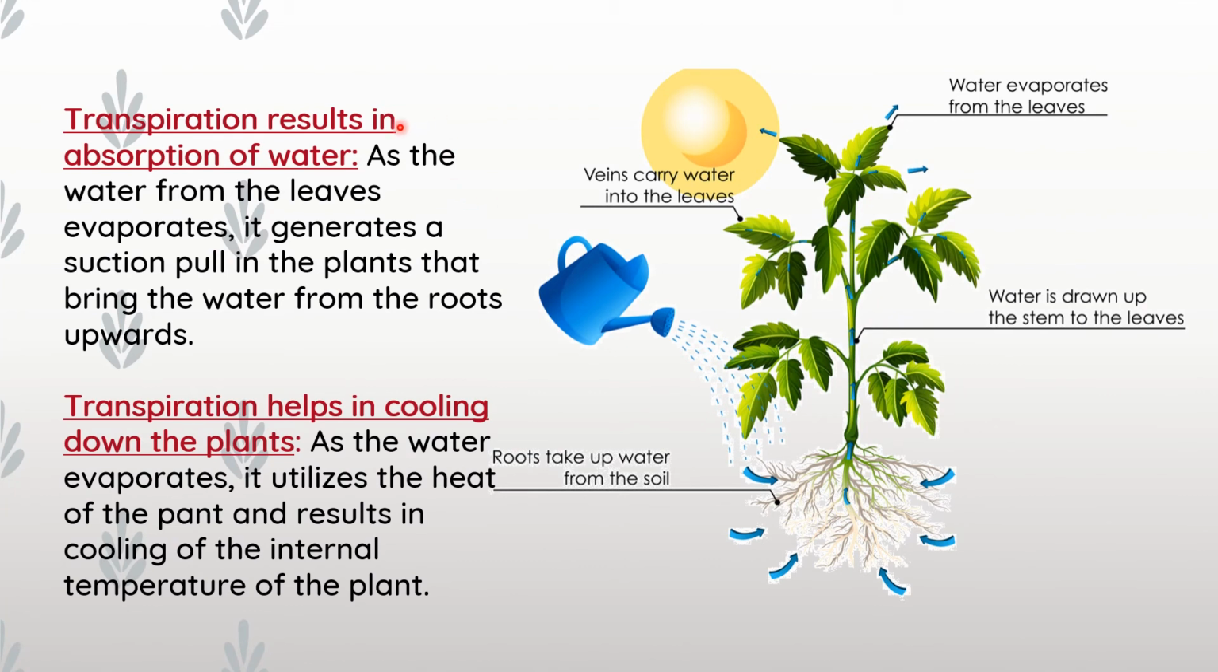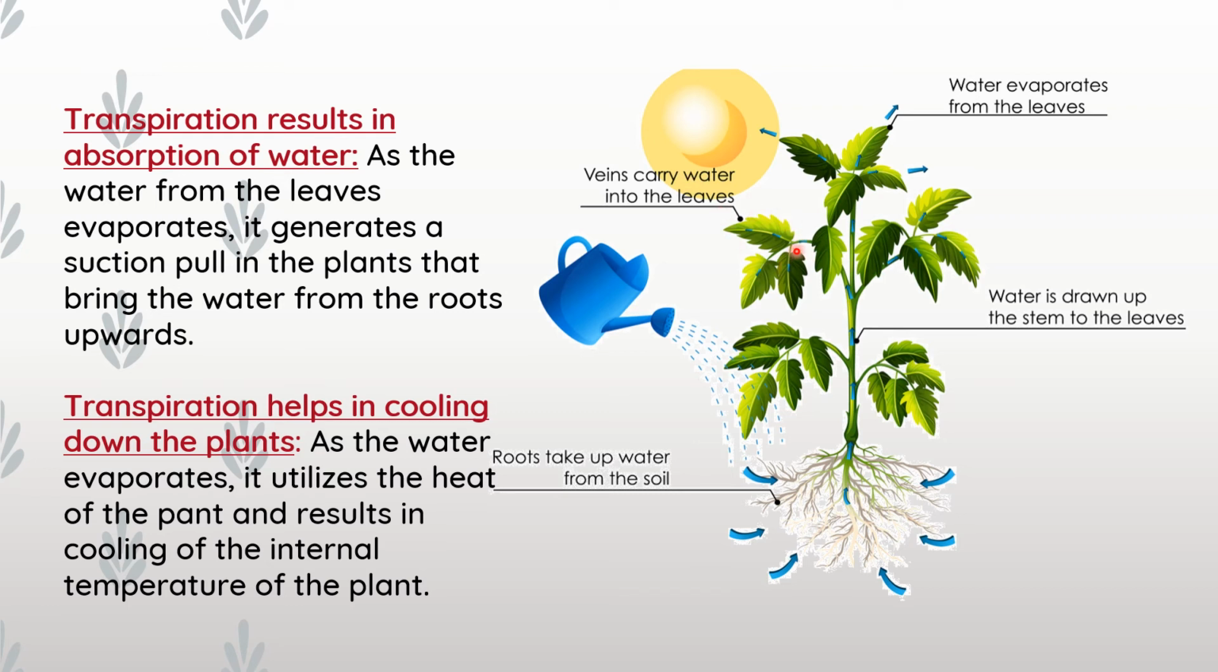Then what is the role of transpiration? Transpiration results in absorption of water. As the water from the leaves evaporates, it generates a suction pull in the plants that brings the water from the roots upwards. See, some excess water is here, and this is the sun, and by the heat of the sun it evaporates, and that evaporation is called transpiration.